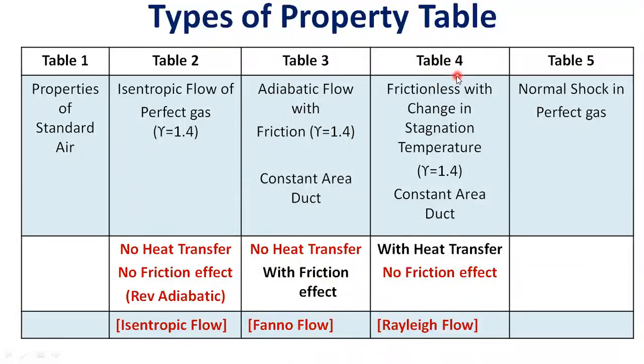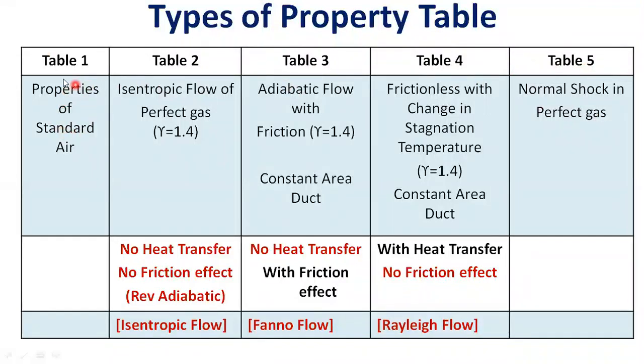Now table number 4, here we are considering frictionless flow with change in stagnation temperature. Means we are considering here the heat transfer. We are not considering the friction effect. Okay, here also we are considering the fluid as air for gamma equal to 1.4. The area will be a constant area duct. So this kind of flow is called a Rayleigh flow. And the last table, that is table number 5, we will use in order to solve the numericals of a normal shock. So we will use these 5 tables.